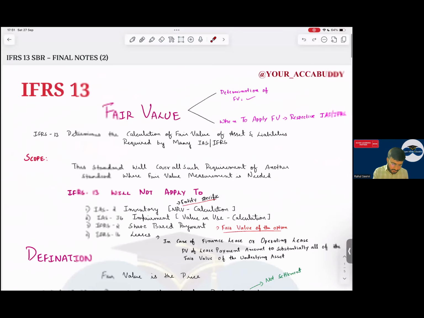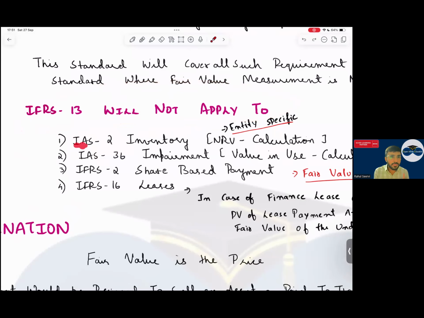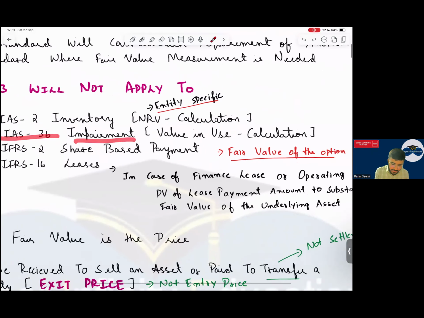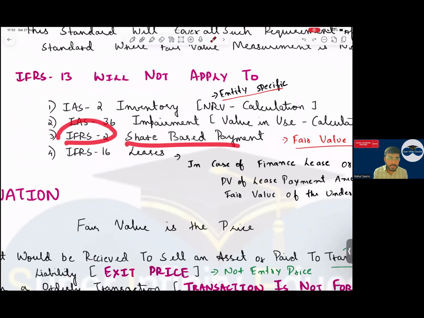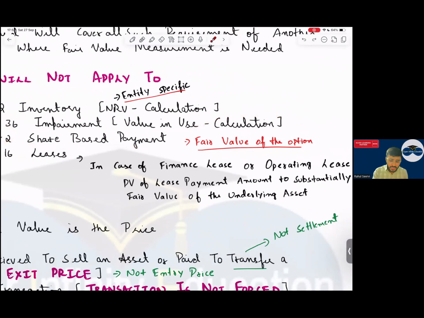So fair value. See the scope now. IFRS 13 will not apply to inventory, because in NRV calculation it's entity specific, whereas fair value is market specific. IAS 36 impairment: when in impairment we have value in use calculation, there also we will not apply IFRS 13, because IAS 36 provides the guidance for the calculation of value in use. Then IFRS 2 share based payment, in which we have fair value of the option. We will not use IFRS 13 to calculate this. Here your AFM knowledge will be used.